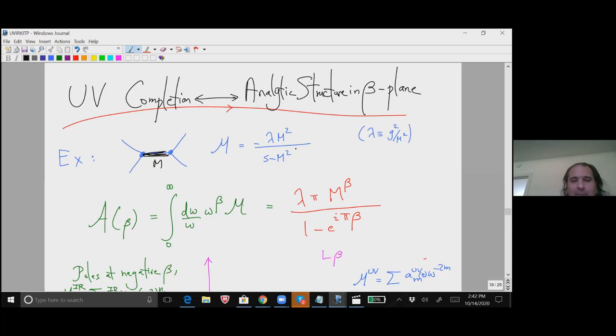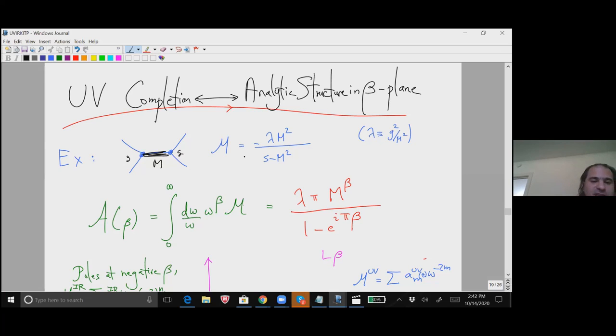And so the full amplitude just looks like 1 over s minus m squared with a coefficient of that lambda, which is just g squared over m squared. Okay, so coupling g. I've done it that way because at low energies, the amplitude is just minus lambda. But of course, at high energies, it softens and it looks like 1 over s. All right. So let's do the Mellin transform now.